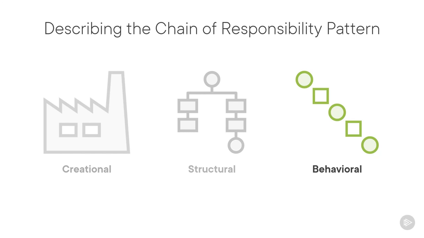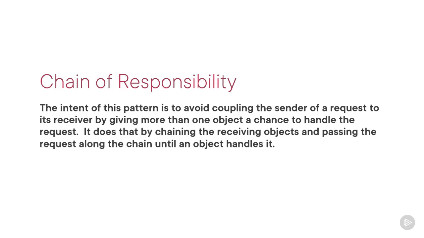The chain of responsibility pattern is a behavioral pattern from the Gang of 4 library of design patterns. Its intent is to avoid coupling the sender of a request to its receiver by giving more than one object a chance to handle the request. It does that by chaining the receiving objects and passing the request along the chain until an object handles it. Let's clarify that with an example.